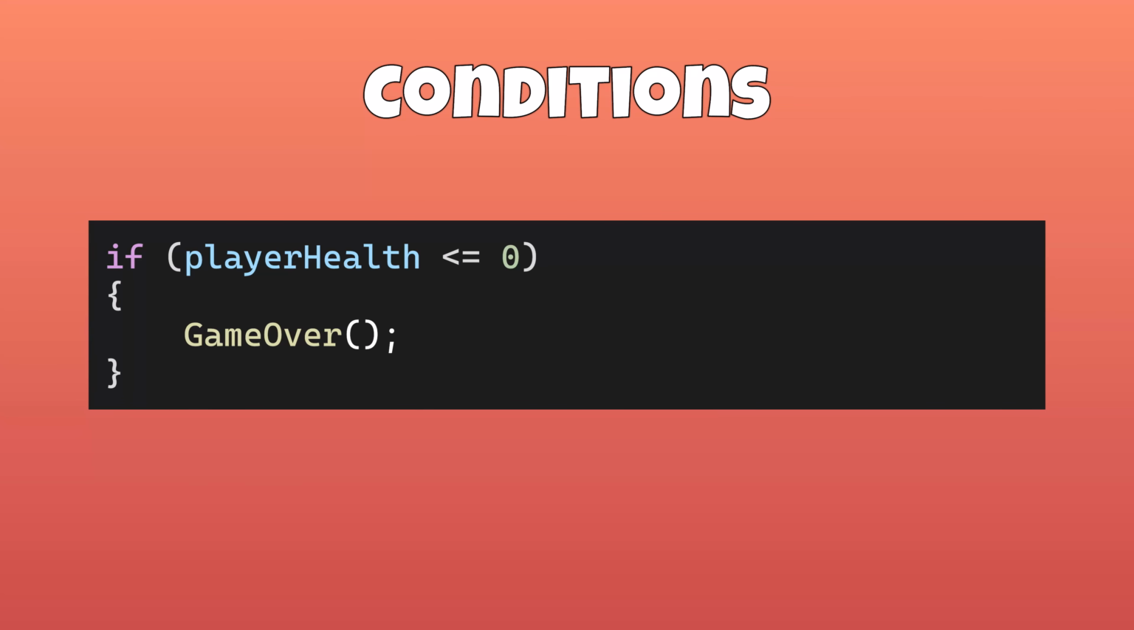For example, we can test whether the player's life is less than or equal to 0. In this case, we call a method called GameOver. Otherwise, if the player still has life, we do nothing.